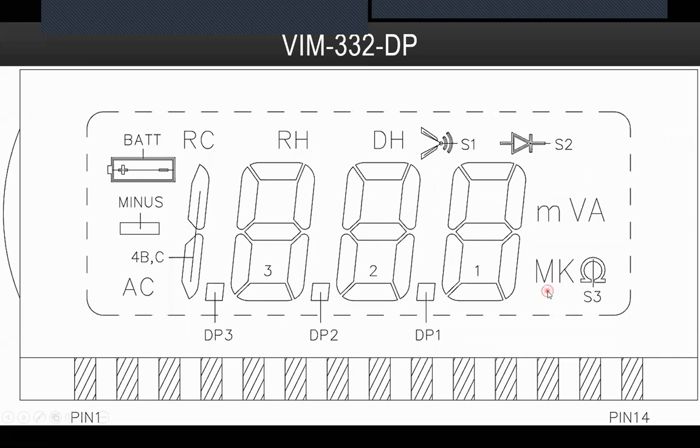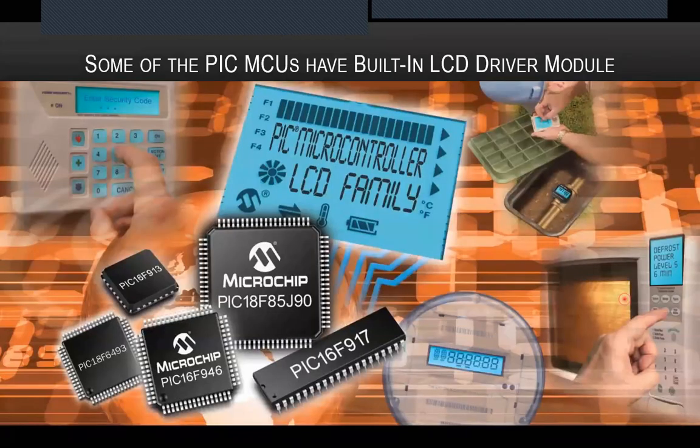So we have here mega symbol, kilo, ohms, milli, volt, ampere. This is a 3.5 digit LCD. So we can display 3 digits here and a half digit here, and these predefined symbols or segments. Now to control this LCD, some of the microcontrollers have a built-in LCD driver module, and the microcontroller which came along with the mechatronic demo board is the PIC16F917 microcontroller.